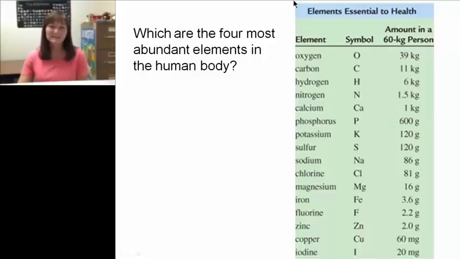So elements in our body. Which are the four most abundant elements in the human body?